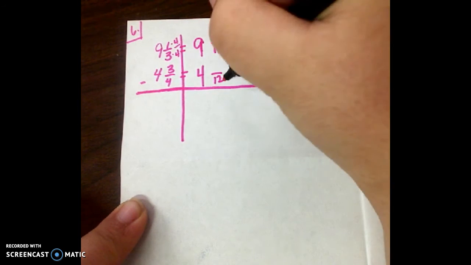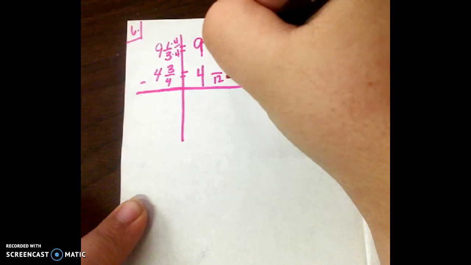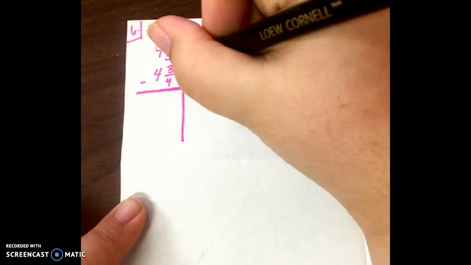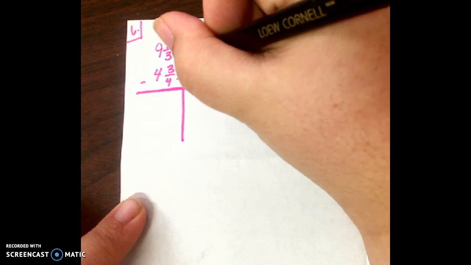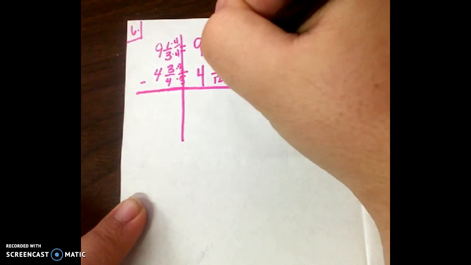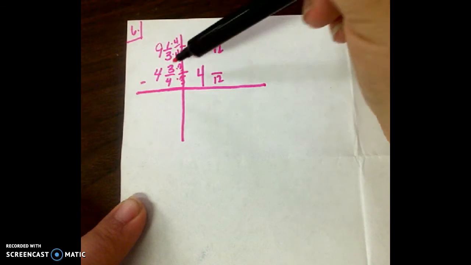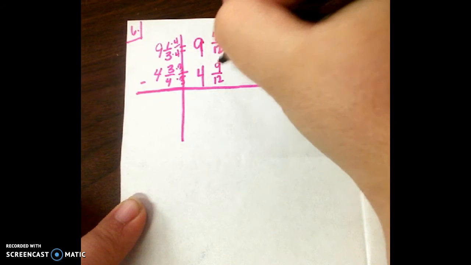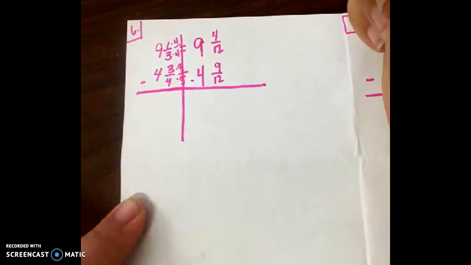Very good. All right, now, how did I go from 4 to 12? You multiply it by 3, so I need to multiply it by 3/3. 4 times 3 is 12. 3 times 3 is? All right, there's our new subtraction problem.